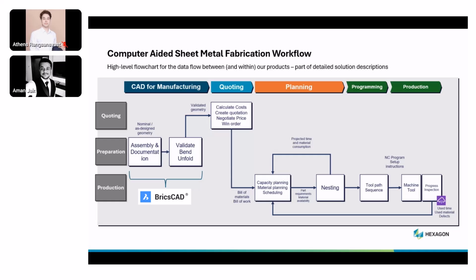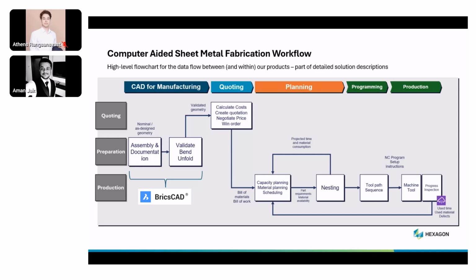BricsCAD can be used to create and document the as-designed or the nominal geometry of the sheet metal parts. This involves creating detailed CAD models and ensuring that all components are correctly assembled according to the design specifications. Within BricsCAD, the bend and unfold operations are validated to ensure that the designed parts can be manufactured accordingly. This step is essential for confirming that the parts will behave as expected during the bending and the unfolding processes.